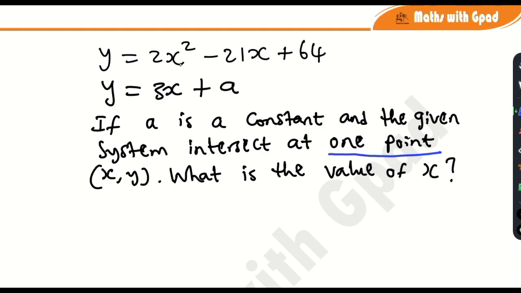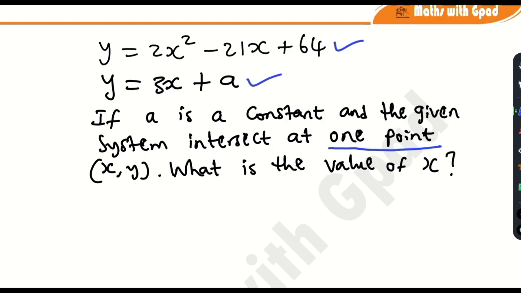Now look at the two equations. This is a quadratic equation, while this is a linear equation from what we were told. If they intersect at one point, it means that these two equations would be equal at that particular point. So if y is equal to 2x squared minus 21x plus 64, and y again is equal to 3x plus a, we have to equate both equations.